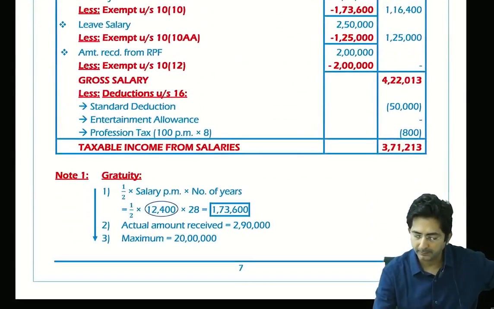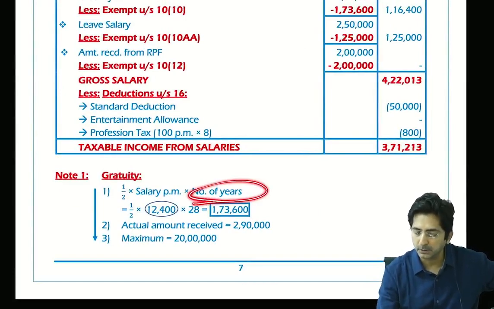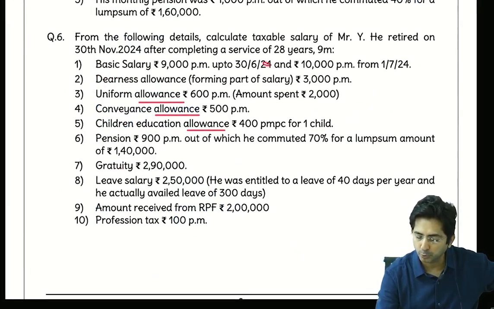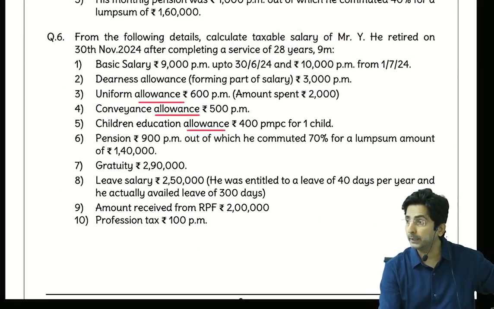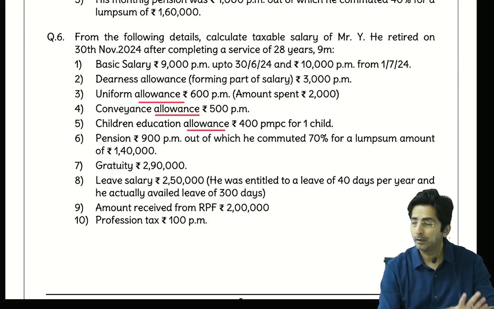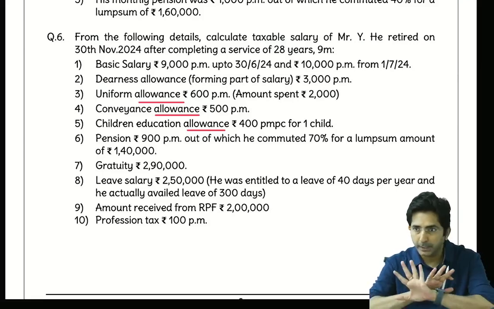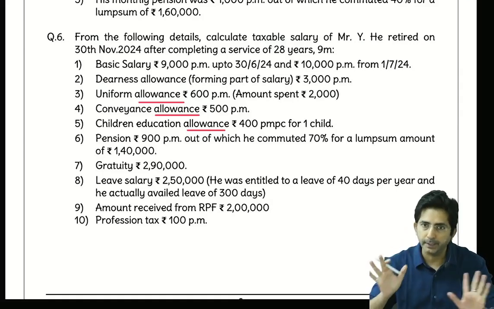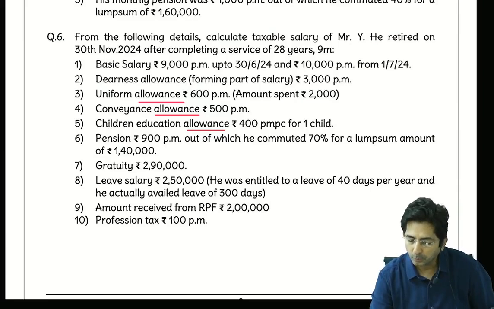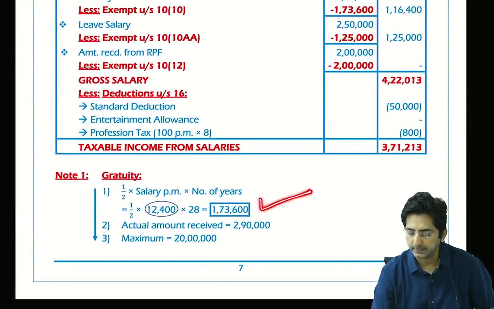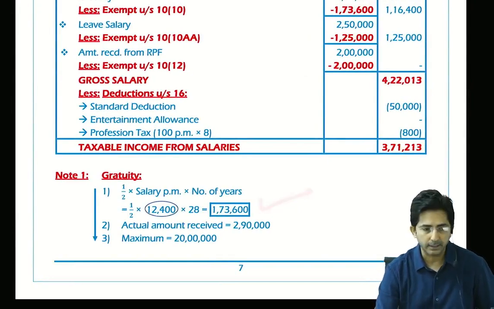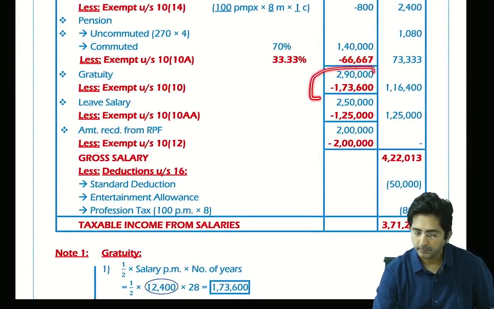12,400 is the average salary. Then into number of years of service. If you see in the question, it was actually 28 years, 9 months. But you have to ignore the fraction. It is only when he is POGA that rounding off is done. But he is not POGA, so rounding off will not be done. So it will remain 28 years. So accordingly, 1, 2, 3, whichever is less, the first amount is coming less: 173,600. And this you will minus here. And outer column 116,400. Okay.